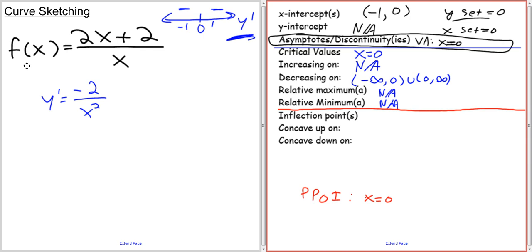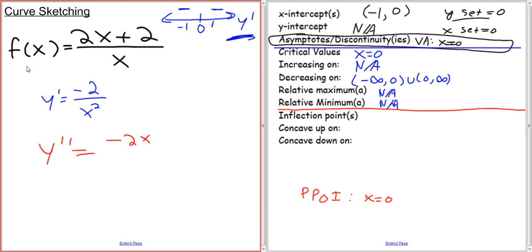So, all right, so now let's look at our second derivative. Y double prime. Derivative of the top is 0 times the bottom minus derivative of the bottom times the top all over the bottom squared. So I have 4x over x to the 4th for my y double prime. And now we're going to need to analyze that.